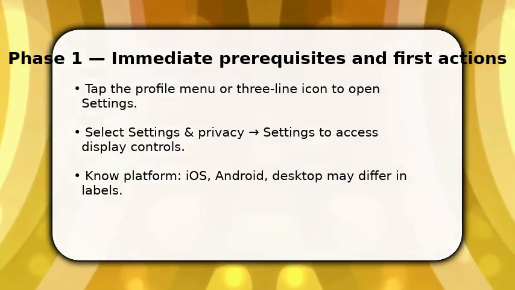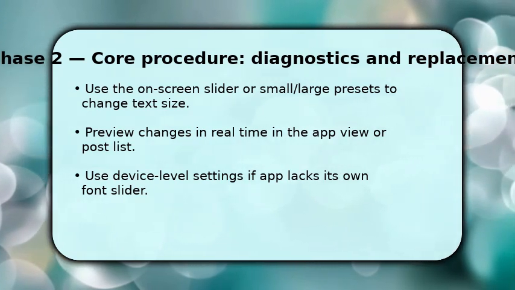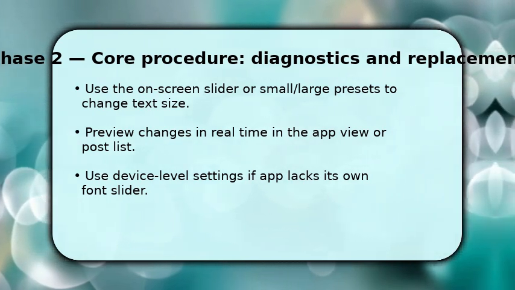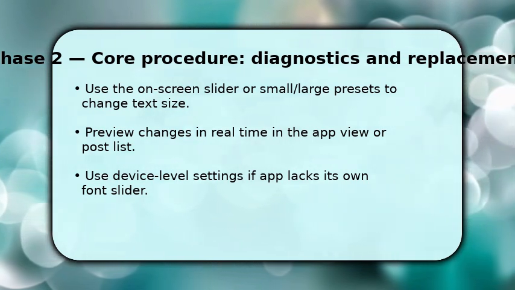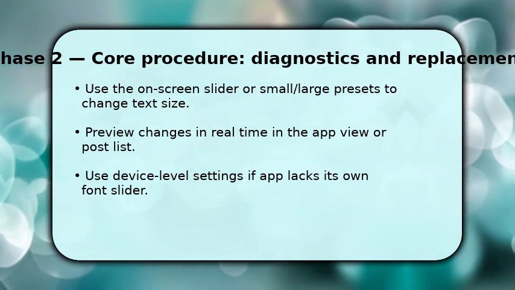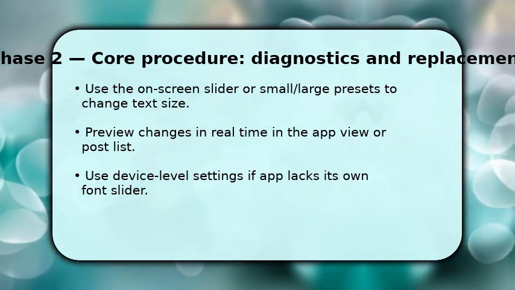Drag the text size slider or choose small, medium, large presets. These immediately update posts and menus. Once adjusted, preview comments, messages, and notifications to confirm readability. If Facebook delegates to system settings, open iOS display and brightness or Android accessibility to set global text size, then return to Facebook to verify.